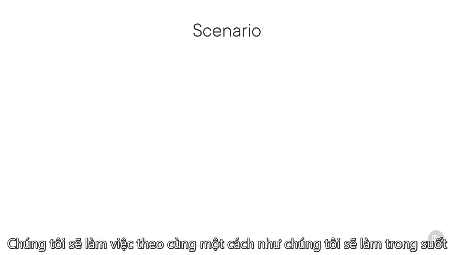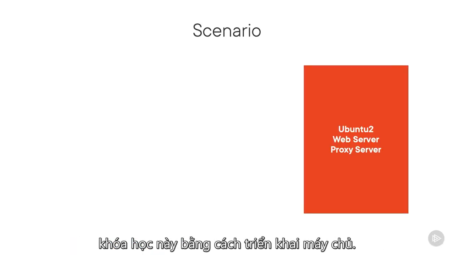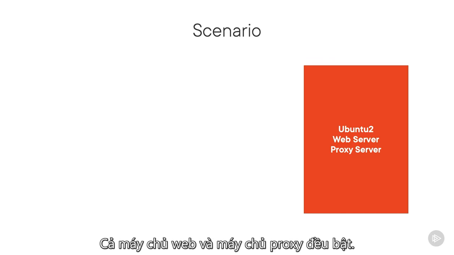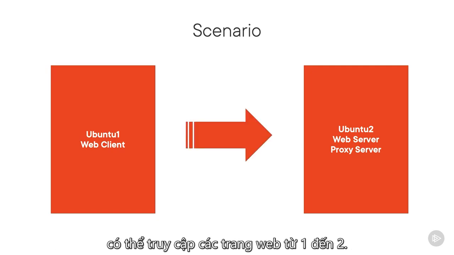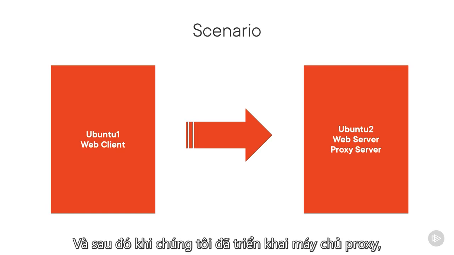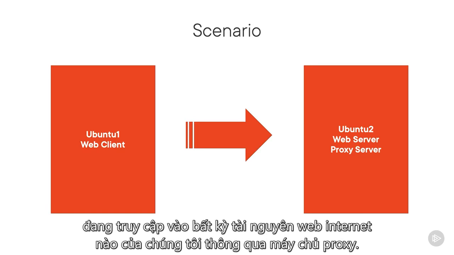We'll be working much in the same way as we will throughout this course by implementing the server, both the web server and the proxy server, on Ubuntu 2. Ubuntu 1 is going to be our web client, and it can access the web pages on Ubuntu 2, and then when we've implemented the proxy server, be accessing any of our internet web resources through the proxy server.